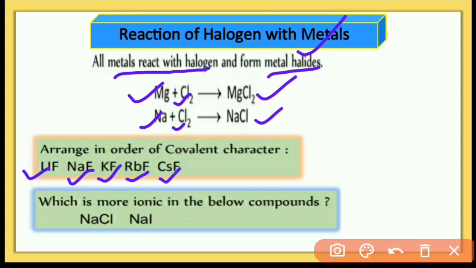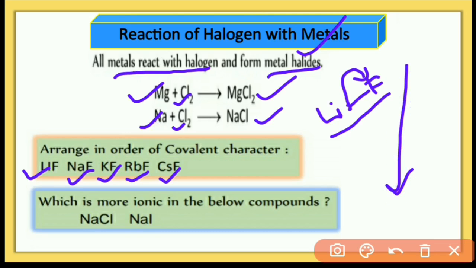So due to smaller size, lithium does not completely transfer its electron to fluorine, so therefore it shows covalent character, and this covalent character decreases when we move down the group. So lithium fluoride has higher covalent character due to smaller size, and it does not completely transfer its valence shell electron to the fluorine atom. And which is more ionic in the below compounds?